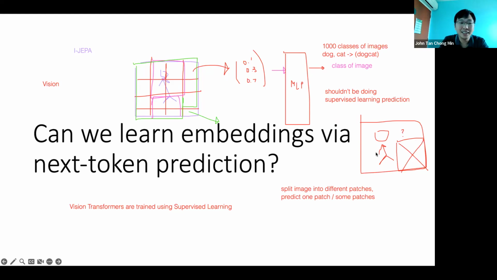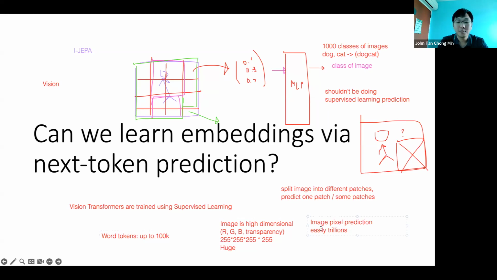The idea is that an image is a high-dimensional domain. You have RGB, you even have transparency. There's like 255 times 255 times 255, times whatever number for transparency, maybe it's 255 again. So it's huge. With tokens, you maybe have word tokens, maybe only up to 100K. For images, if you want to do pixel prediction, it's easily trillions or even more, because the amount of pixels is huge.